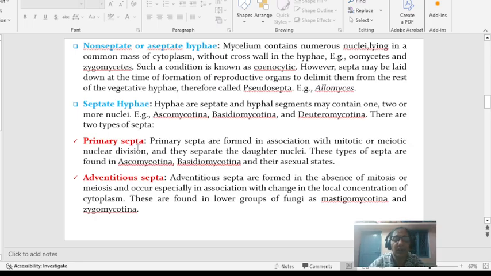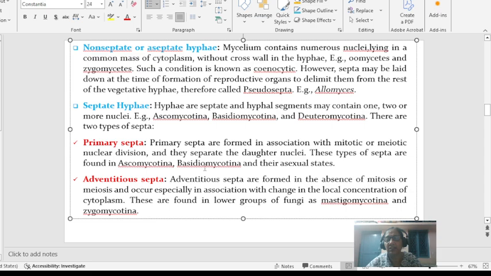One is known as the primary septa. The primary septa are formed in association with mitotic or meiotic nuclear division, and they separate the daughter nuclei. These types of septa are found in ascomycotina, basidiomycotina, and their asexual states. Adventitious septa are formed in the absence of mitosis or meiosis and occur especially in association with changes in the local concentrations of the cytoplasm. They are found in lower groups of fungi like mastigomycotina and zygomycotina.